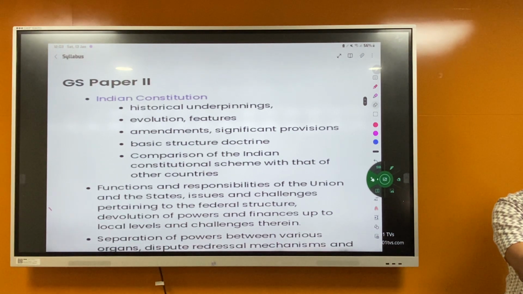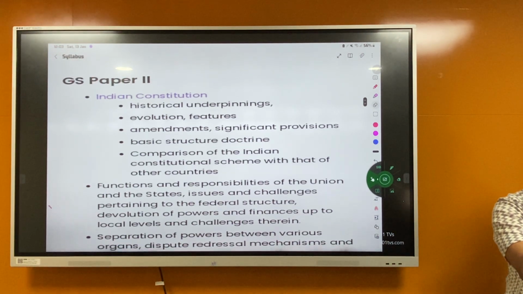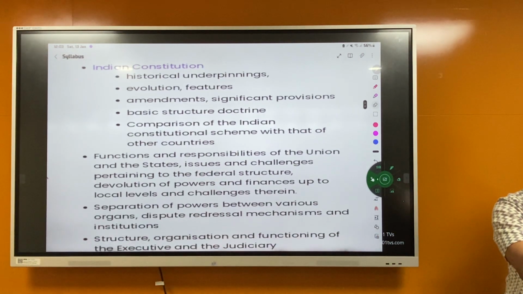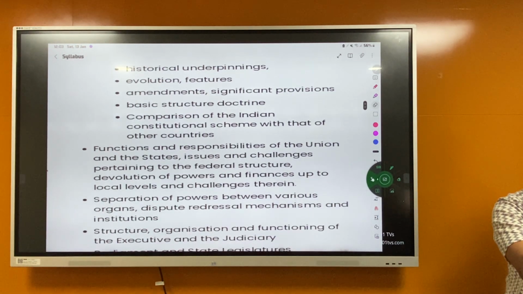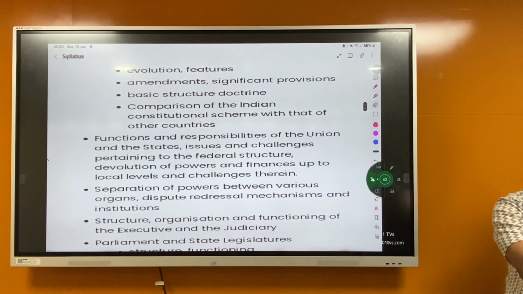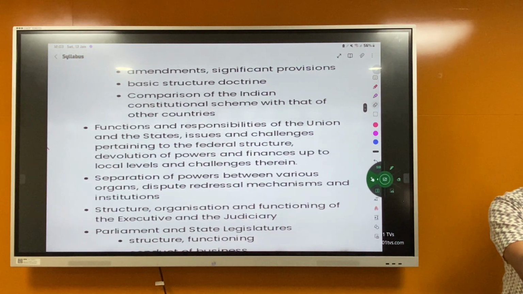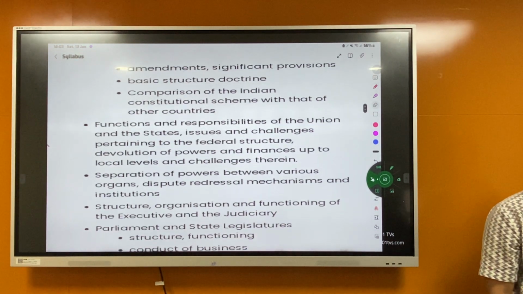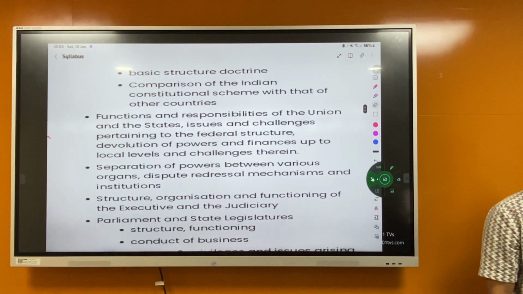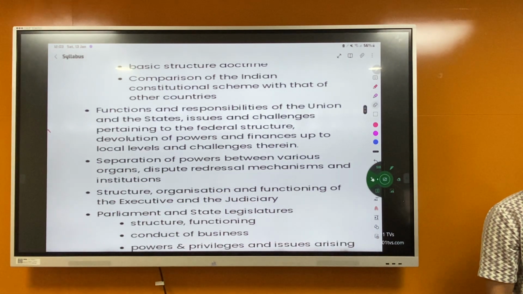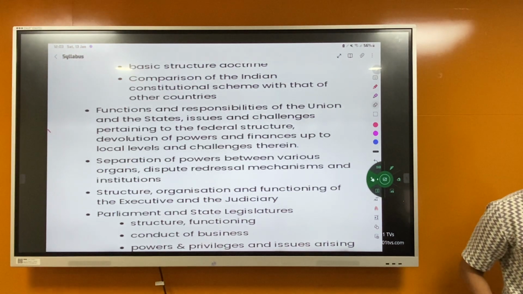Indian Constitution, historical underpinning, evolution, features. Next, amendment, significant provisions, basic structure doctrine, comparison of the Indian constitutional scheme with that of other countries. Next, functions and responsibilities of the Union and the states, issues and challenges pertaining to the federal structure, devolution of power and finances up to local level and challenges therein. Here we'll be reading all about PRI, 73rd and 74th Amendment Act.